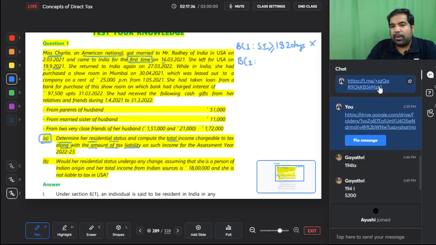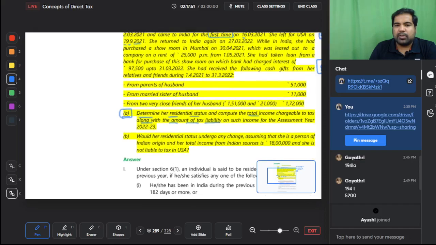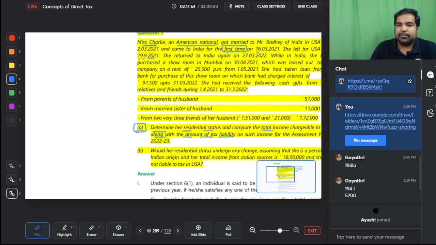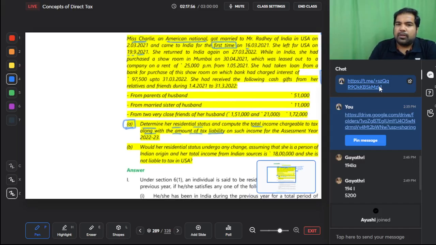Basic condition 2 will apply to her, but although she stayed in India greater than or equal to 60 days, in the last 4 years her stay in India is not greater than or equal to 365 days. So she is a non-resident and hence only her Indian income will be taxable. So the answer for the first one is: residential status is non-resident. Now, while in India, she had purchased a showroom in Mumbai on 30th April, which was leased out to a company at a rent of 25,000 per month from 1st May. So 25,000 into 11 months, basically 2,75,000 will be the rent for the year.